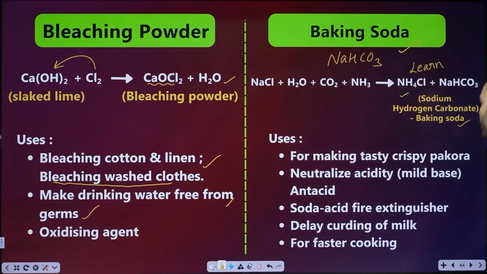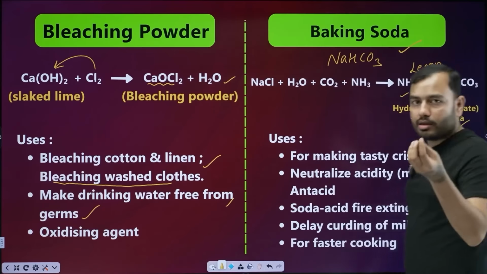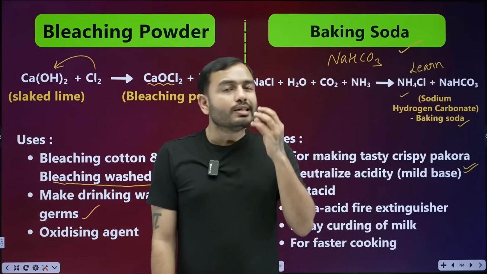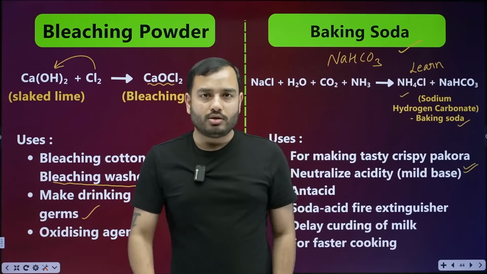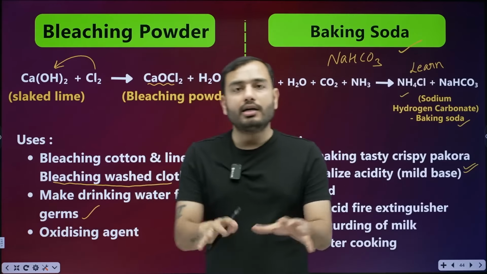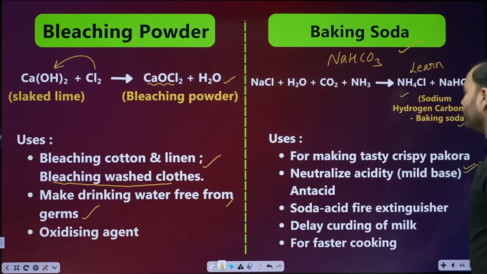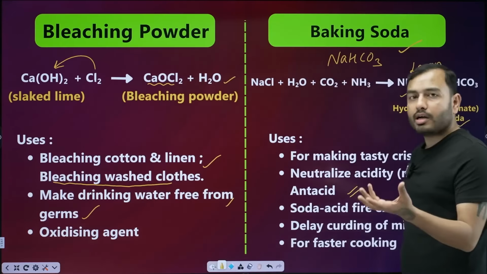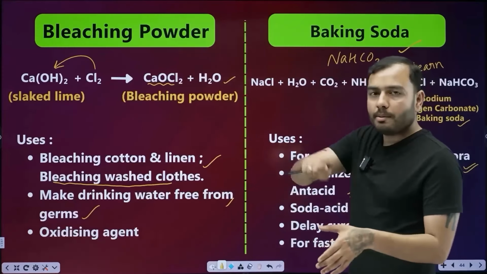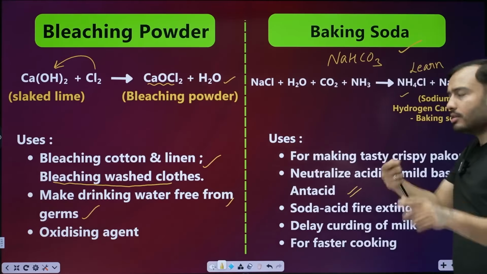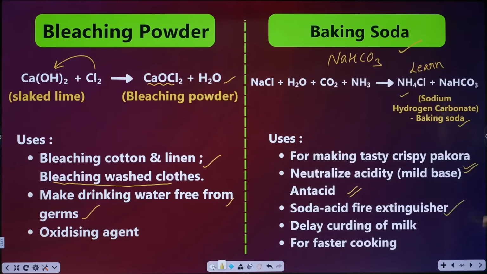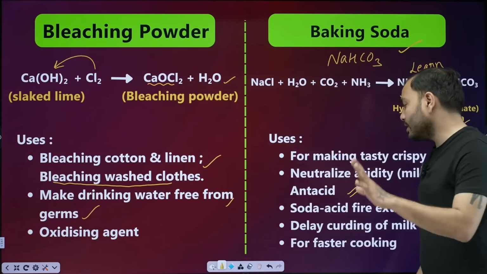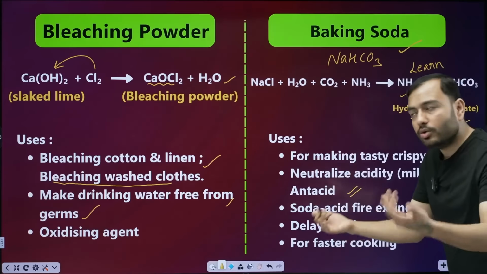You should remember. First, it's used to make pakoras and kurkura. When mother fries pakoras at home and we complain they are not kurkura, they add baking soda to the batter, and what happens? They become kurkura, crispy pakoras. The second important use is to neutralize acidity. It's a mild base, and mummy keeps it in the box. If you say you have acidity or a burning stomach, they mix baking soda with water and give it to you. The third one is the soda-acid fire extinguisher. These 3 you should remember. The 2 others you will also remember: curdling of milk, and it helps faster cooking.